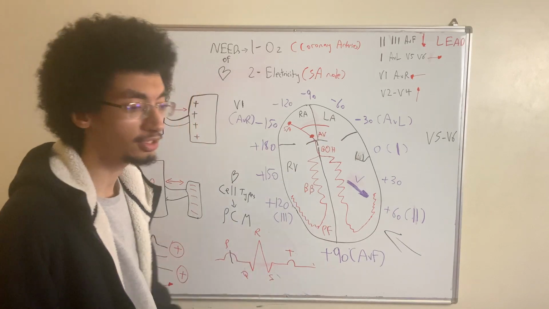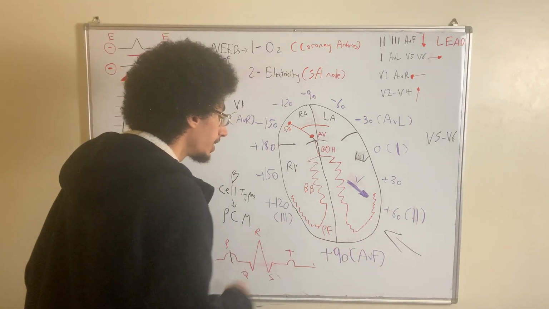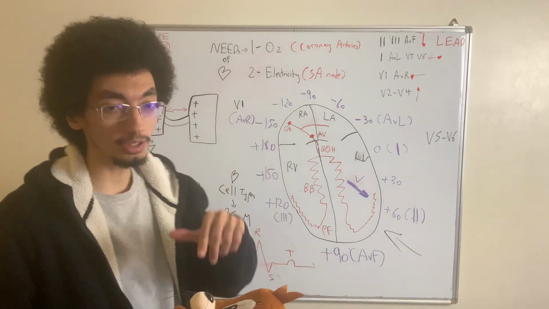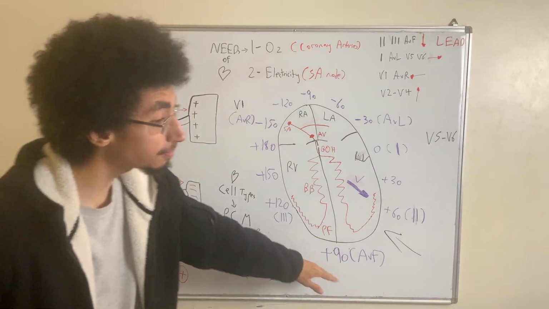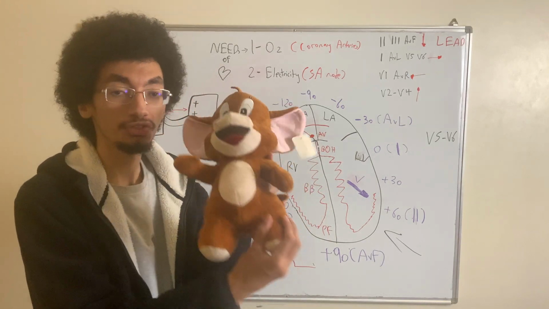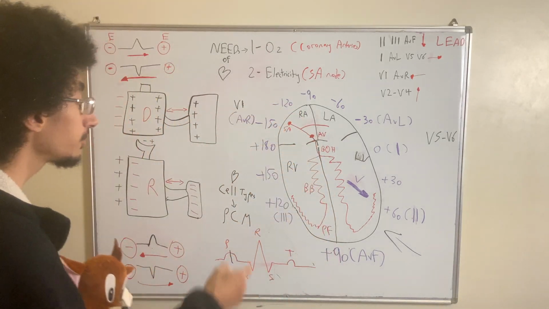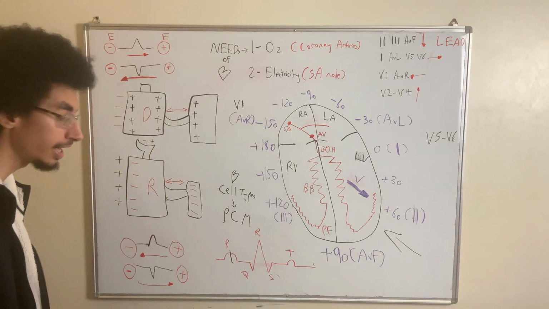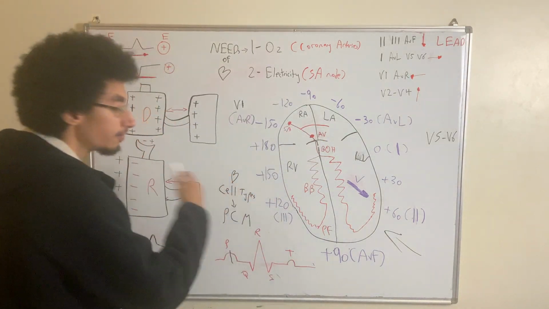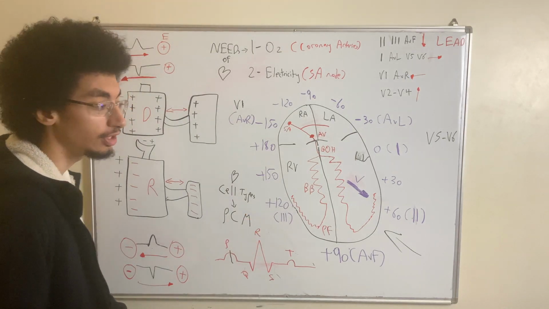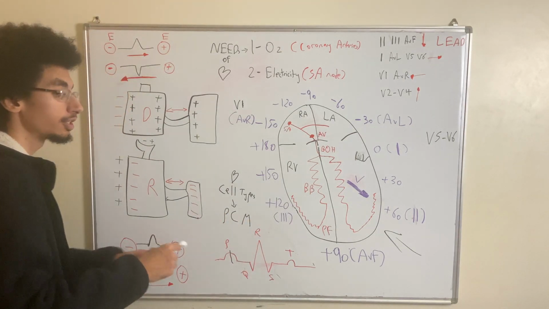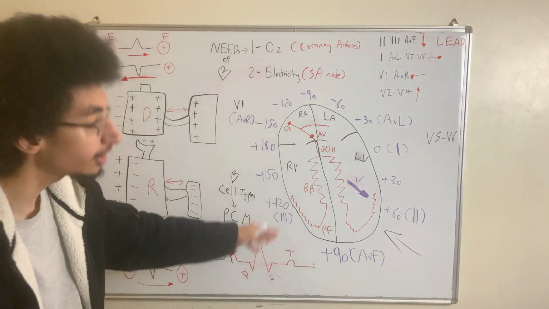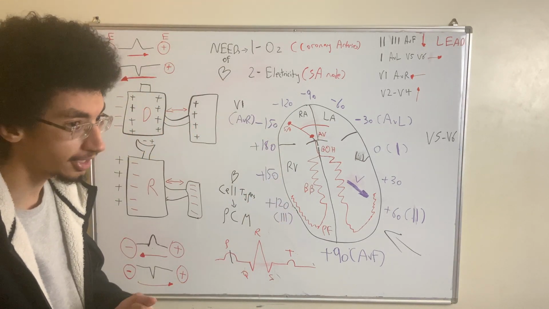Then at plus 90 degrees, you have AVF. AVF is another limb lead, but augmented. It is also attached on the left leg, and it will record the heart at plus 90 degrees of angle. Then you go above, plus 120 degrees, lead 3, which is another limb lead. At plus 120 degrees of orientation, it will also record the heart at that angle.